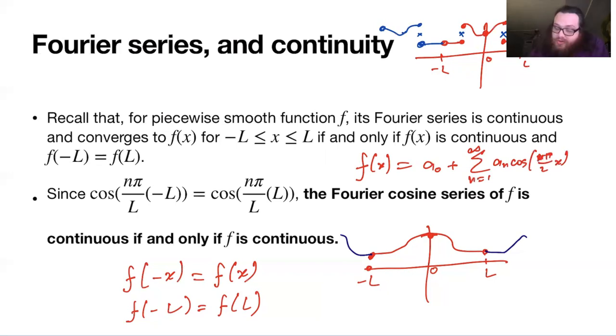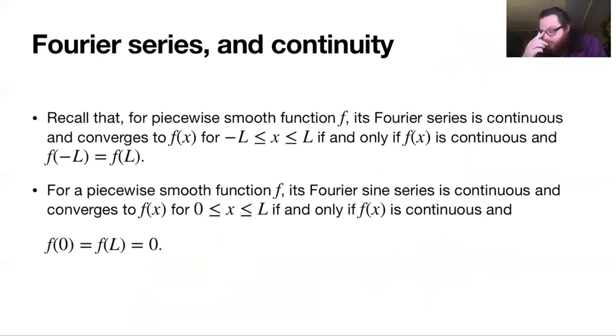Okay. Cool. So that's cosine. So what about sine? Right. So the same statement from before, right? If your function f is piecewise smooth, its Fourier series is continuous and converges to the value of the function wherever the function is continuous.